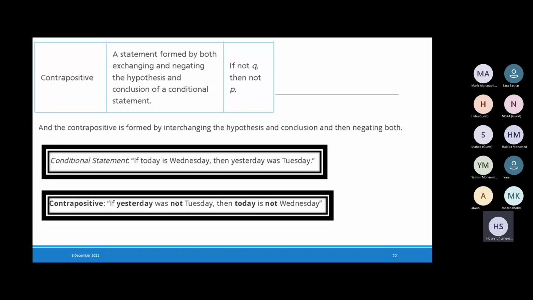So, if today is Wednesday, then yesterday was Tuesday. So what do you have to do first? You will change them: yesterday was Tuesday, today is Wednesday. Then you will write the negative: if yesterday was not Tuesday, then today is not Wednesday. Bravo.